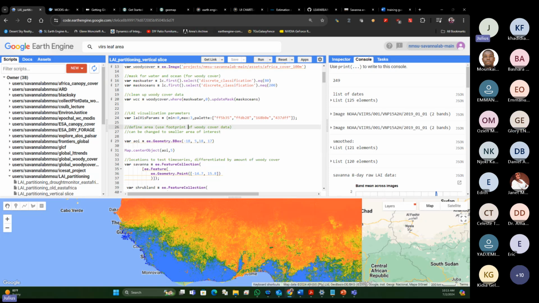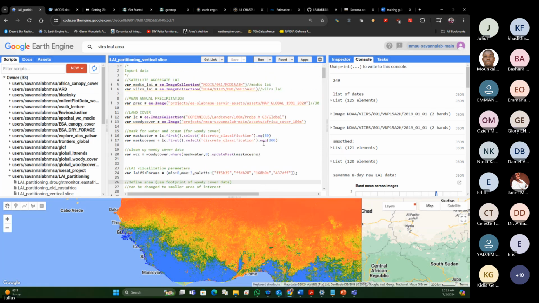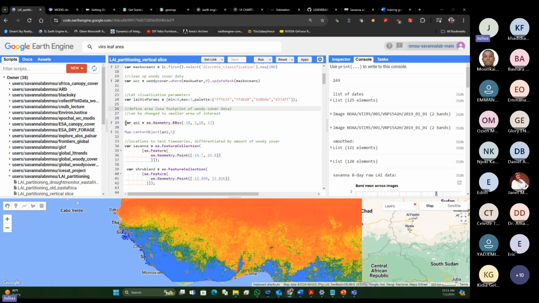So this script allows me to demonstrate roughly how the methodology works, and I've customized it for an area in West Africa. If you go to the script, where I save var AOI, those are the bounding box coordinates. You can change these bounding box coordinates to an area of your preference, maybe a smaller area if you want to follow along.